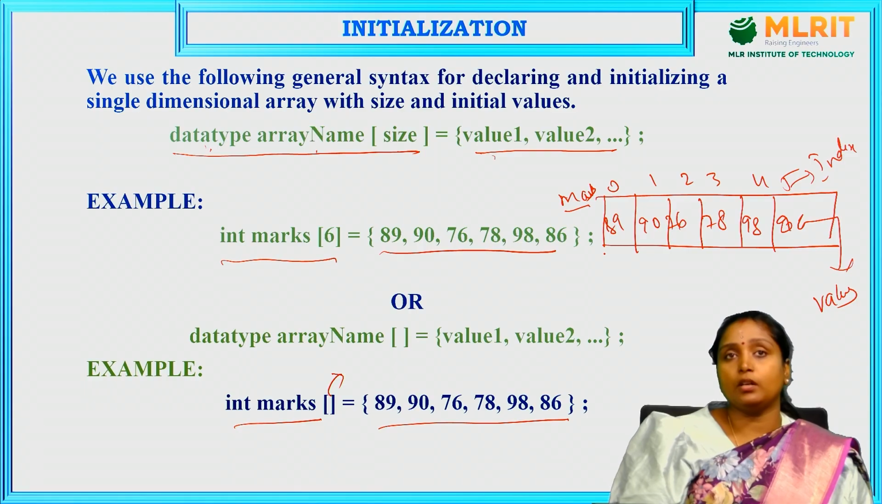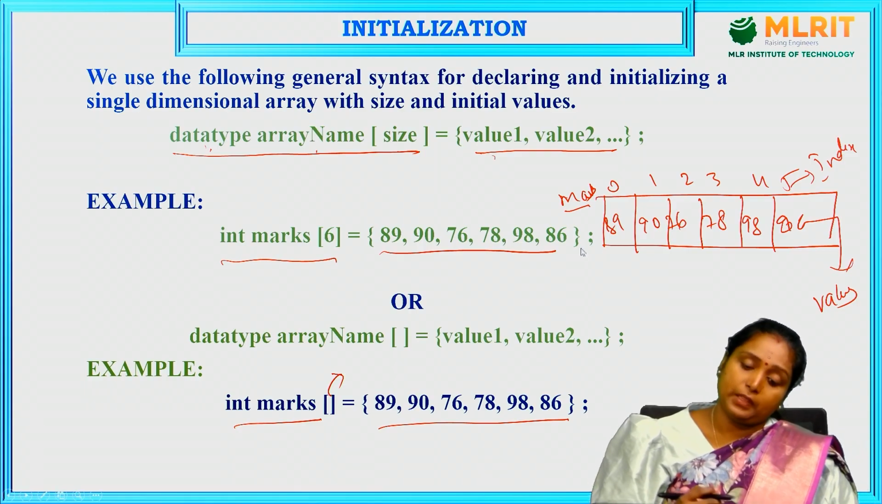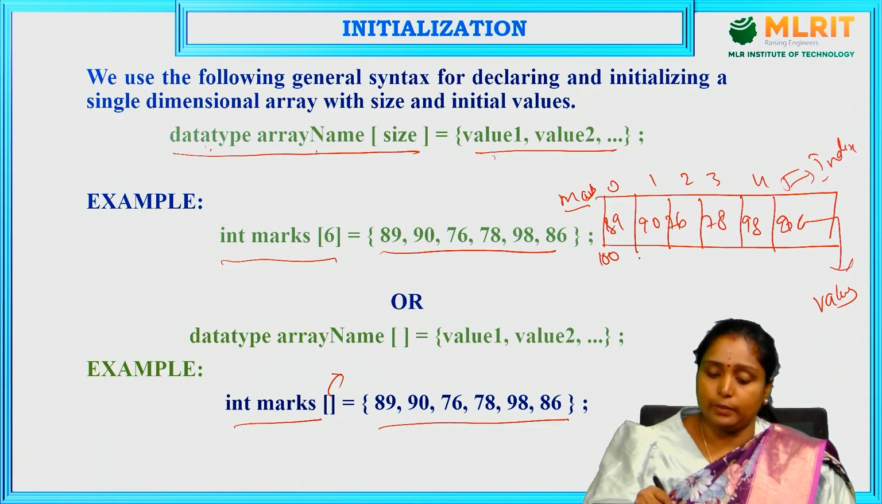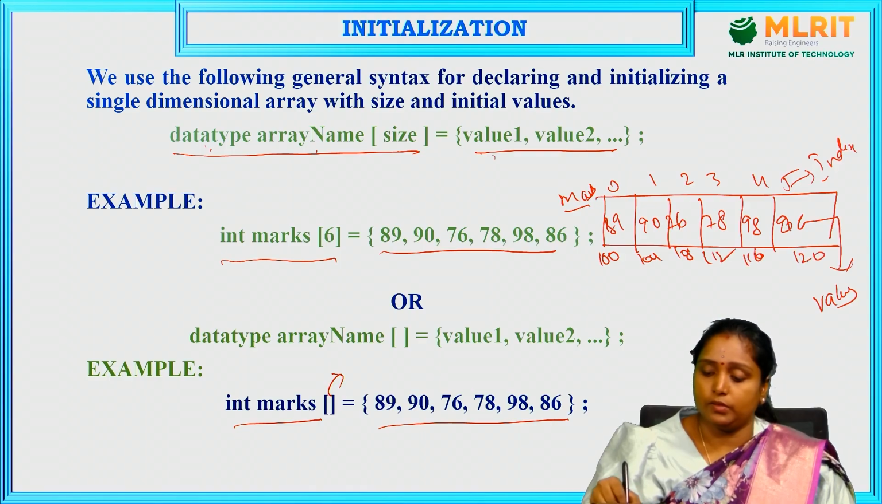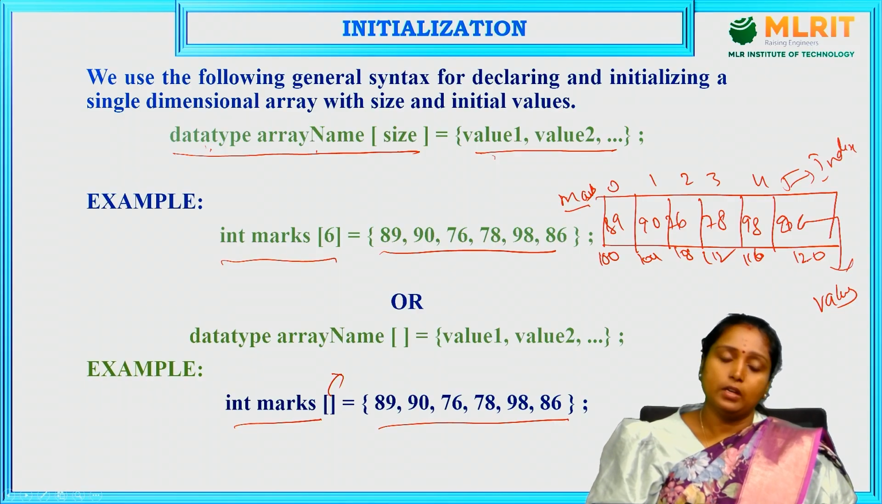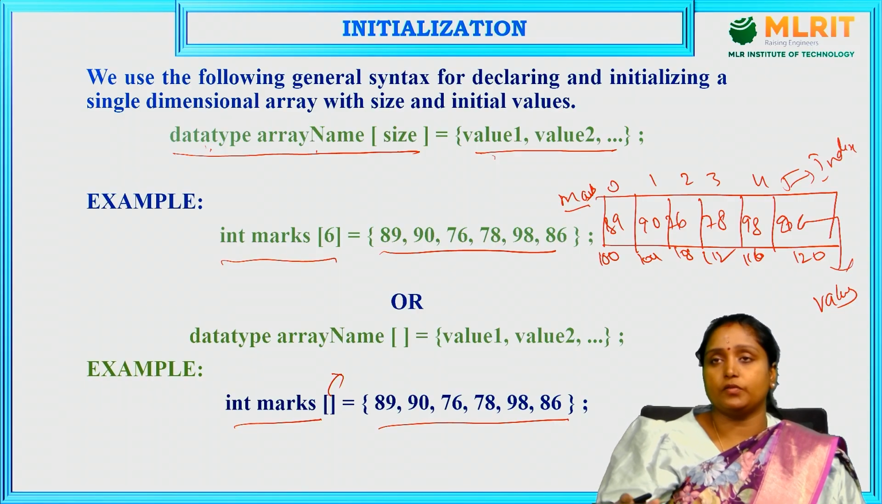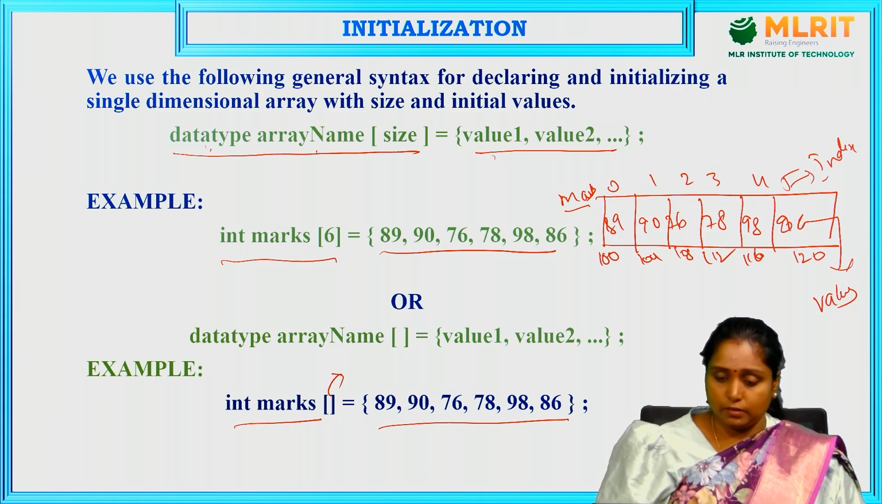And coming to the addresses. For example, if it was 100, it will be 104, 108, 112, 116, 120. This is how the starting addresses of the memory of that particular index, sorry, array values.